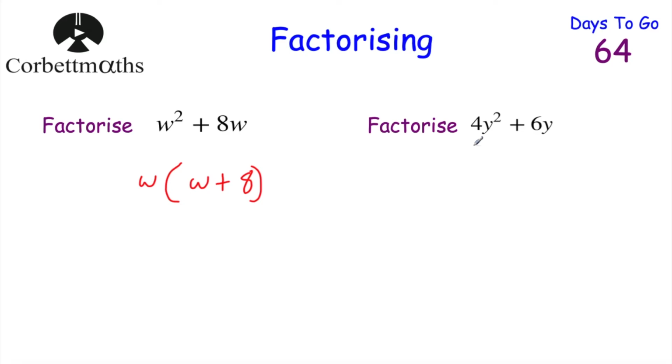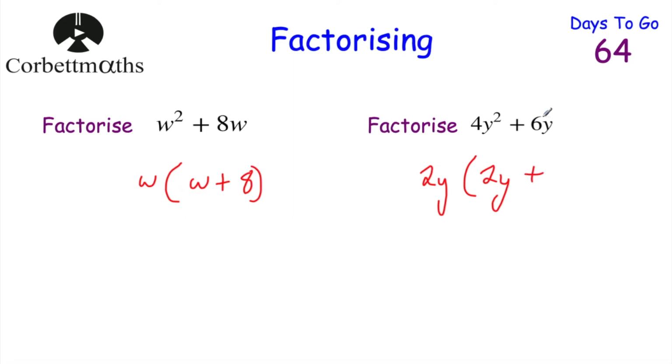This time we've been asked to factorise 4y squared plus 6y. Here, we can actually divide both of these terms by 2, and we can divide both of them by y. So I'm going to take 2y out as a common factor, open up our brackets, and divide both of them by 2y. So 4y squared divided by 2y, well 4 divided by 2 is 2, and y squared divided by y would be y. Now let's just check that, 2y times 2y is 4y squared, fantastic.